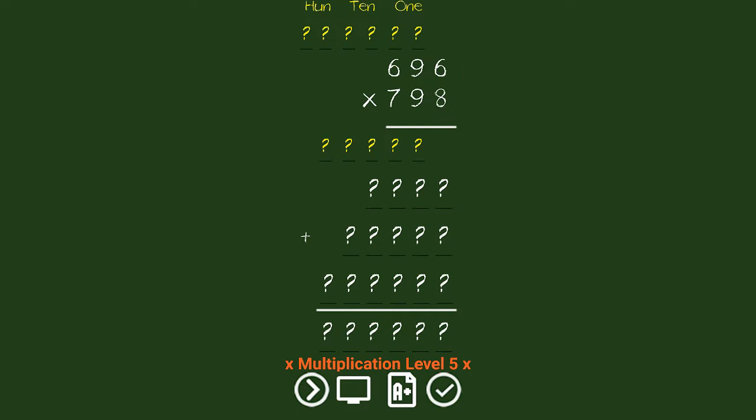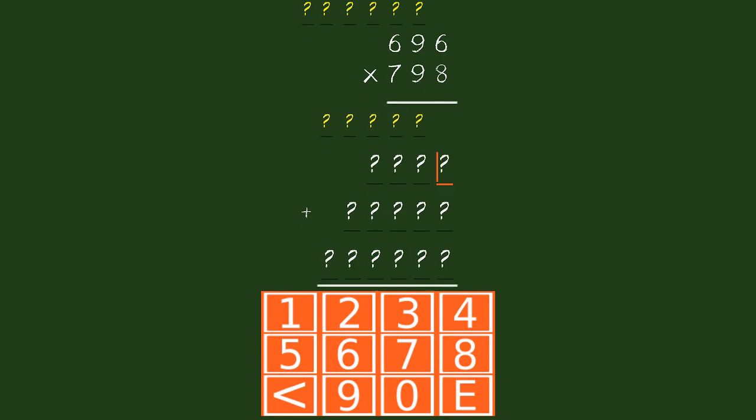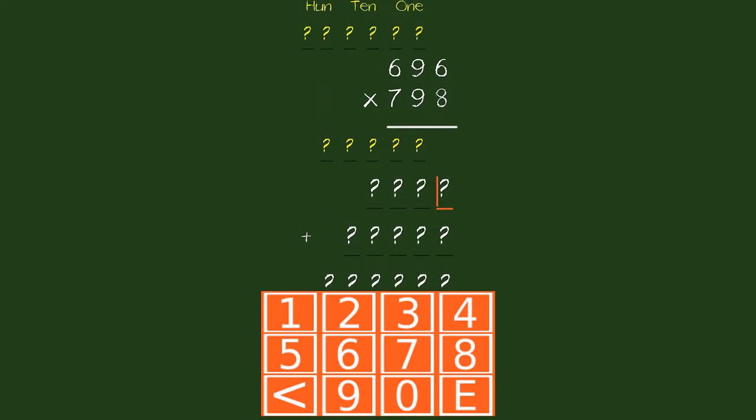6 times 8 equals 48. We want to put the 8 of the 48 in the ones column of the ones multiplication row. Touch the question mark in the ones column and the keyboard will pop up. If your screen is small enough that the keyboard blocks your answers, you can scroll the problem up like this. Now touch the 8 on the keyboard to put an 8 in the ones column. Then touch the question mark in the ones multiplication carry location and the 4 on the keyboard to put the 4 of the 48 there.